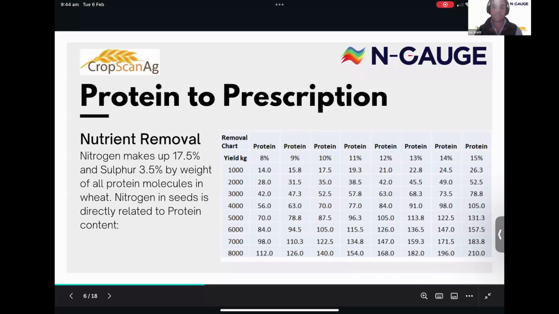So this is a really simple matrix, just working on that 17.5% content in the protein as we go up the protein grades 8, 9, 10, 11, 12 across the top, and the yield down the left-hand column. We can just do a simple matrix of what the raw nutrient removal is when we're varying the protein and yield. And this is the critical piece where we start stripping it back to what the fundamentals are when we start working out what we should be varying that application.